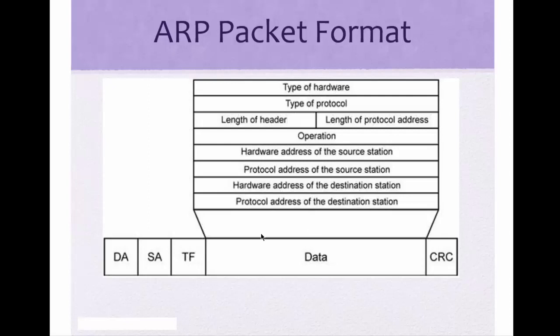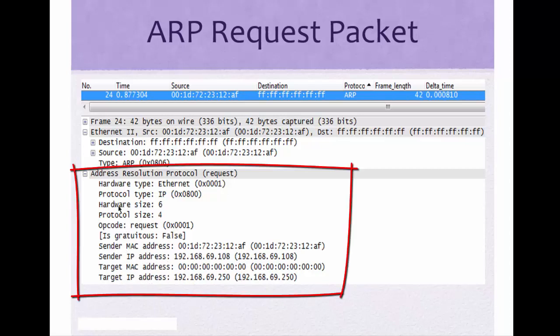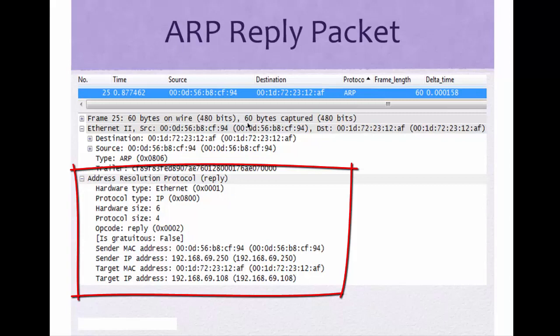Now I am showing you how it looks when you see it in Wireshark or some other tool. Here it is generating a request packet. You are seeing the hardware type is Ethernet, and the protocol type is IP. Hardware size is 6, protocol size is 4 bytes, and the operation is request, along with the sender MAC address, sender IP address, target MAC address, and target IP address. So this is the whole thing about the ARP packet format. Now let's move further, and you will see here the reply packet.